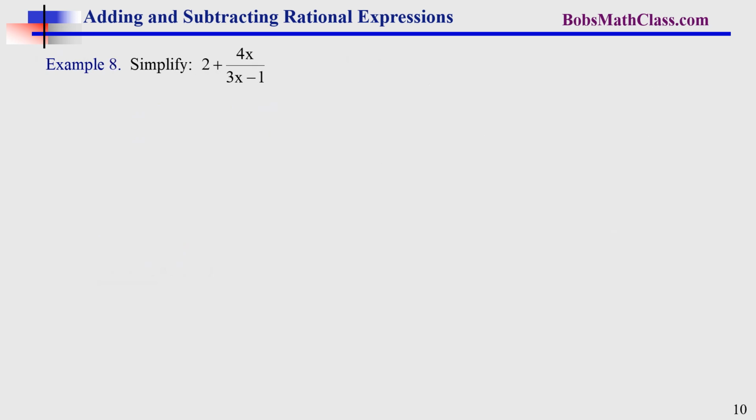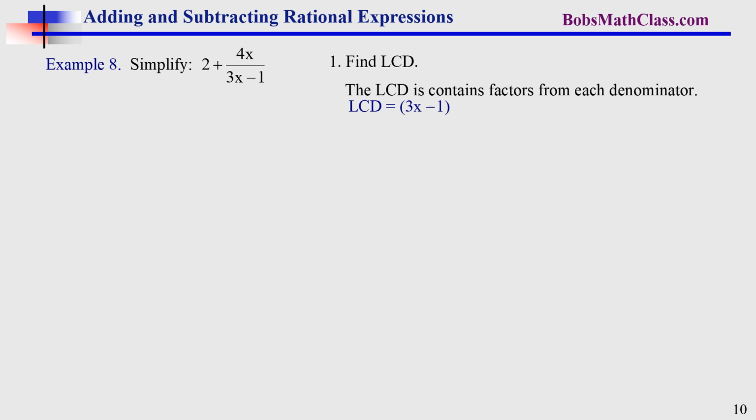All right, example 8. 2 plus 4x over 3x minus 1. We want to make the denominators match. What's the denominator of the first fraction? Right, it's just a 1. So our LCD, well, 1 and 3x minus 1, the LCD would just be 3x minus 1. 1 times anything is still that anything. So our LCD is just the 3x minus 1.